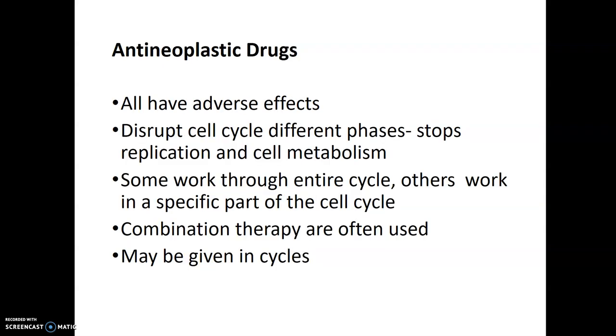All antineoplastics have adverse effects. They disrupt the cell cycle in different phases to stop replication and cell metabolism. Some work through the entire cycle, and others work on a specific part of the cell. They can be used in combination therapy, and when used in this manner, it is important to choose drugs that do not have the same adverse effects. These drugs are often given in cycles, such as 1, 2, or 3 weeks in a row, and then a break for a week, or another cycle, particular to the way that those drugs work.